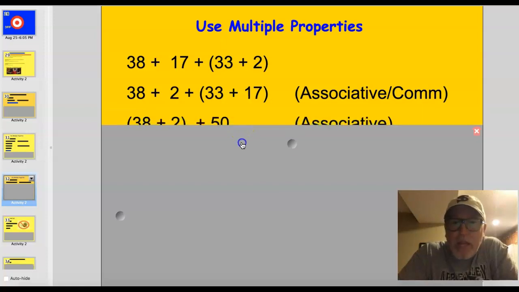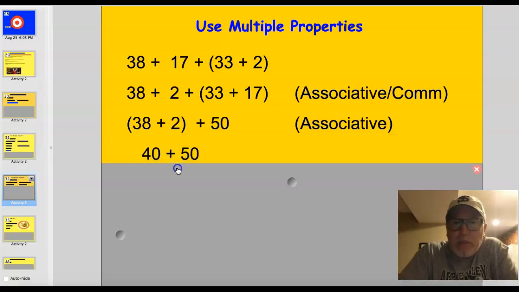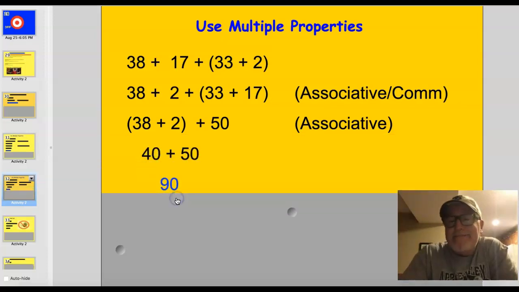All right. Next thing. Well, I knew that that was 50. Then I used the associative property, and I grouped these guys together because I knew that 38 plus 2, they were also compatible. I got 40 plus 50, 90. Slam bam, thank you, man.